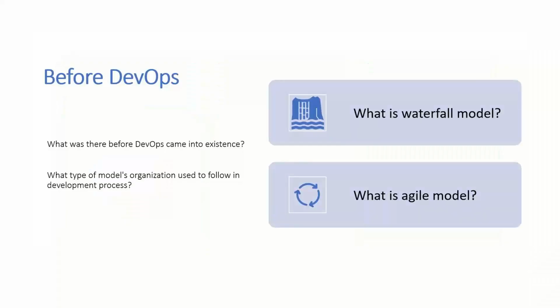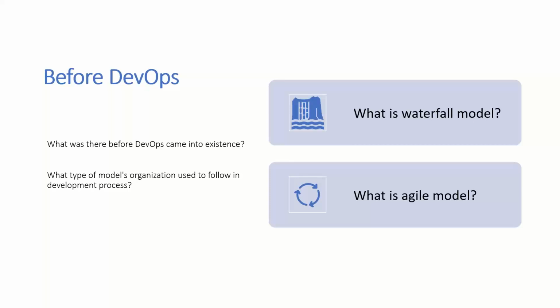Before we discuss the DevOps methodology, we discuss the traditional models in the software development process. Before DevOps came into existence, what traditional models were IT industries using? I take two examples, the waterfall model and the agile model. So what is the waterfall model?